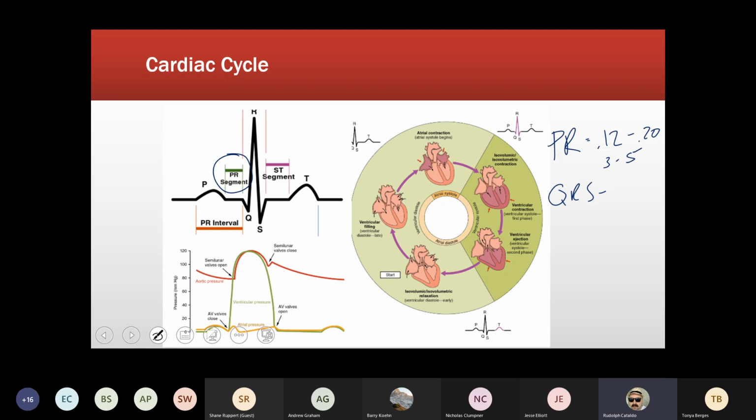All right, QRS duration. What's our normal numbers there? 0.08 to 0.12. 0.08 to 0.12, which is 2 to 3 small boxes. Those small boxes, I cannot beat this into your head enough, represent time. Each one of those small boxes represents time.